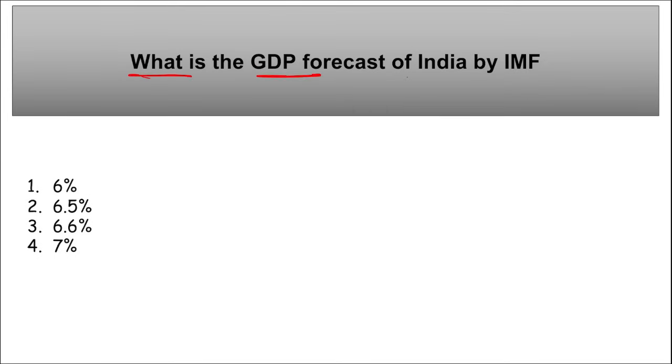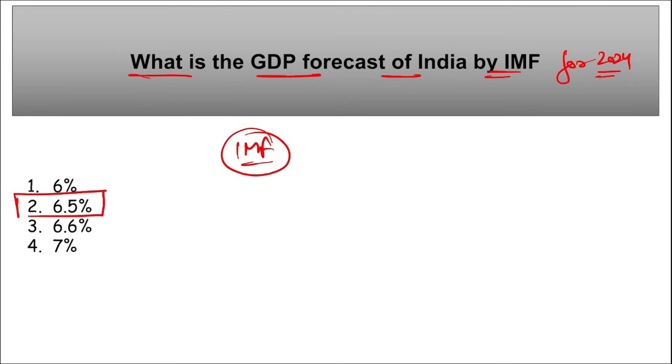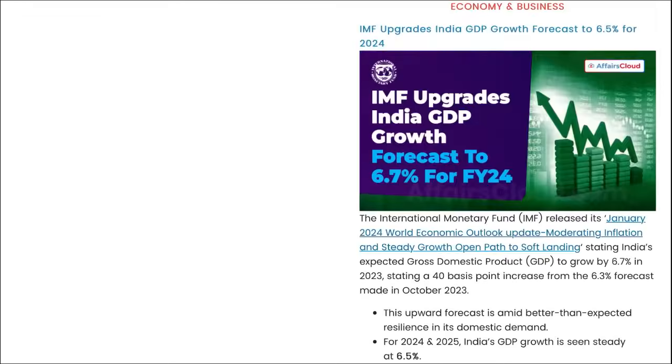What is the GDP forecast of India by IMF for 2024? So the International Monetary Fund projected that India will be growing by 6.5% in 2024. Right, here you can see IMF released their January 2024 World Economic Outlook update, "Moderating inflation and steady growth open path to soft landing", stating that India's expected GDP will grow by 6.7% in 2024, a 40 basis point increase from the 6.3% forecast made in October.